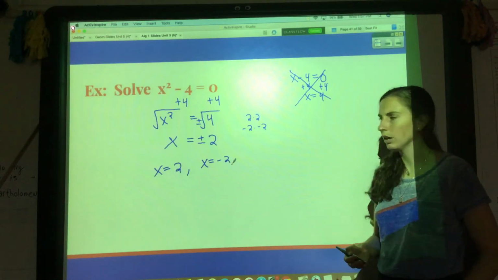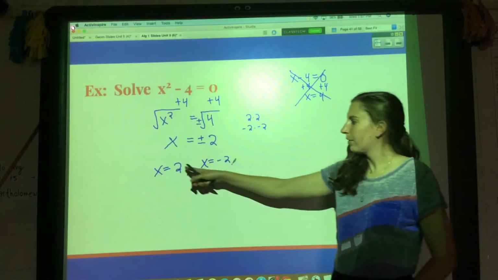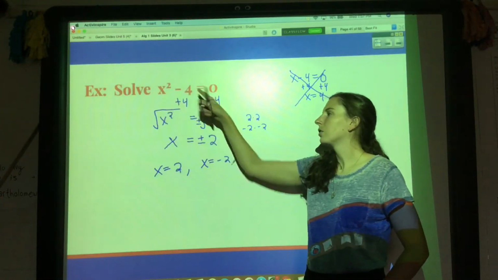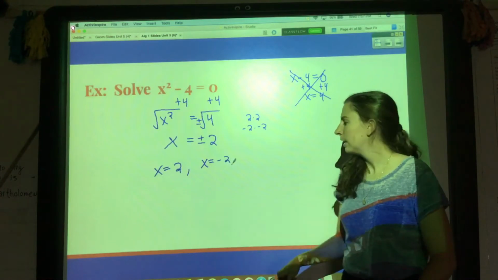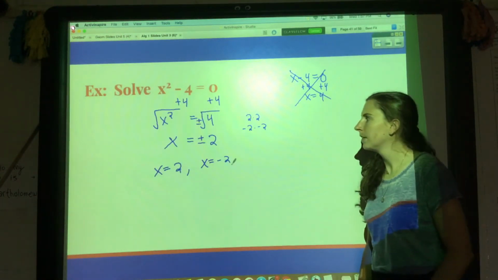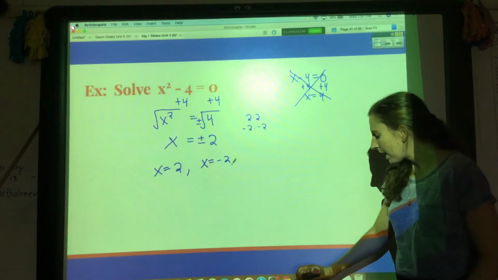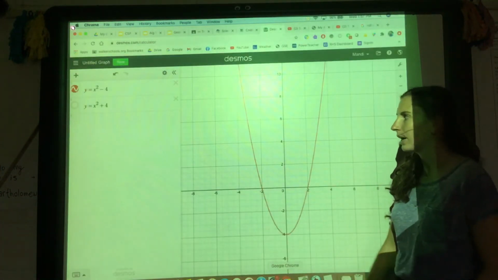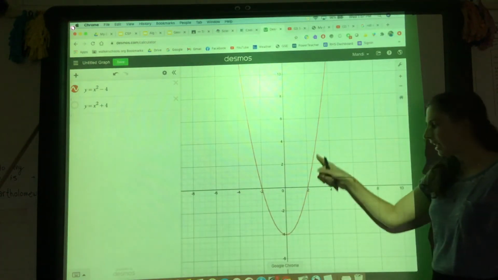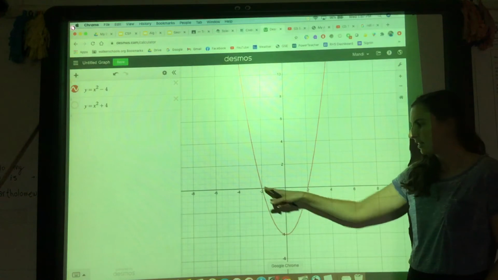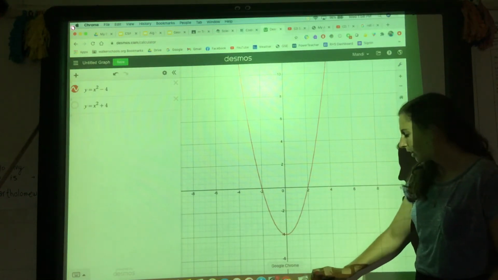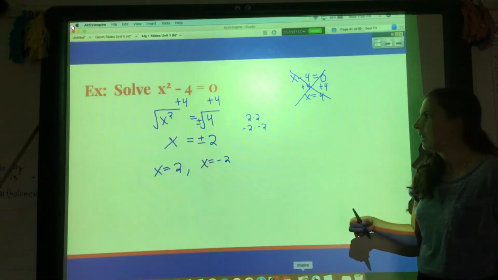You can always check your work, make sure it worked. If I take 2 and plug it in for x, does 2 squared minus 4 equal 0? It should. Does negative 2 squared minus 4 equal 0? And it should. Just want to show you that this matches what we found with graphing. If I graph x squared minus 4, I see that it hits the x-axis at negative 2 and positive 2. Those are its solutions, just like I found here.